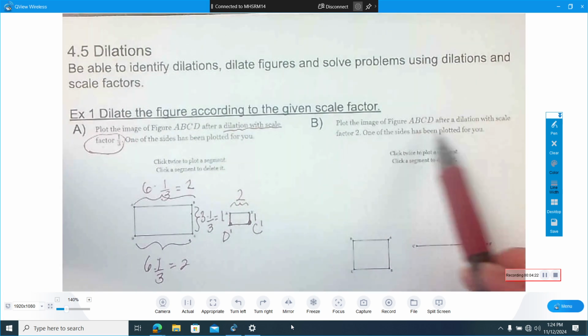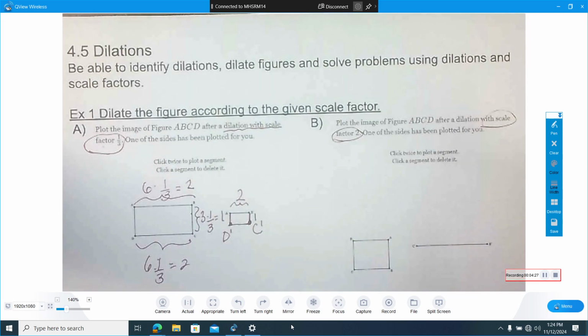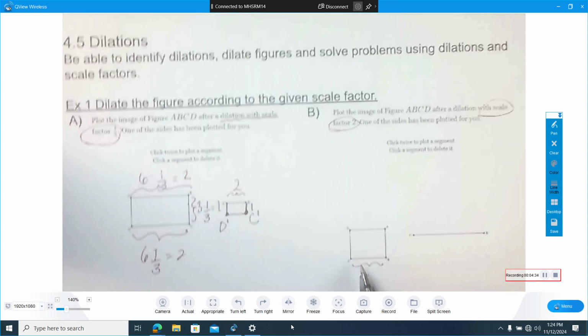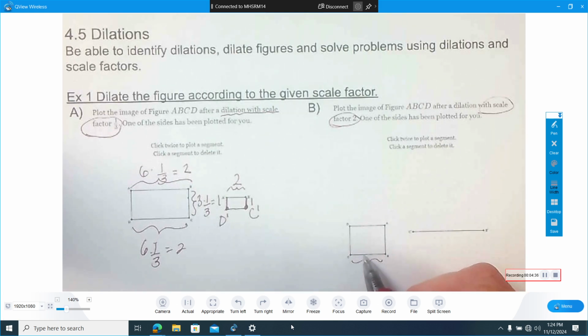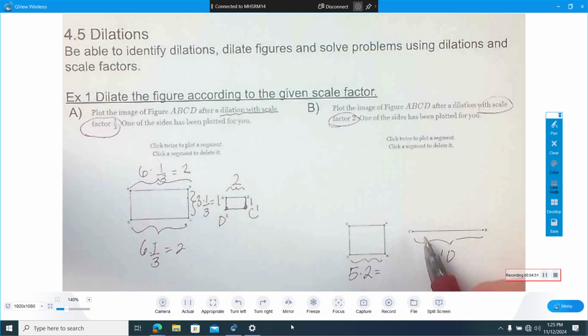So letter B here, plot the image with a scale factor of 2. Again, they gave me side CB, which is at the bottom here. How long is the original side CB? 5. 1, 2, 3, 4, 5. And we're going to multiply it by 2, which gives me a side length of 10. So this new side should be a length of 10, is it? 1, 2, 3, 4, 5, 6, 7, 8, 9, 10. Yes, it is. Okay, fantastic.